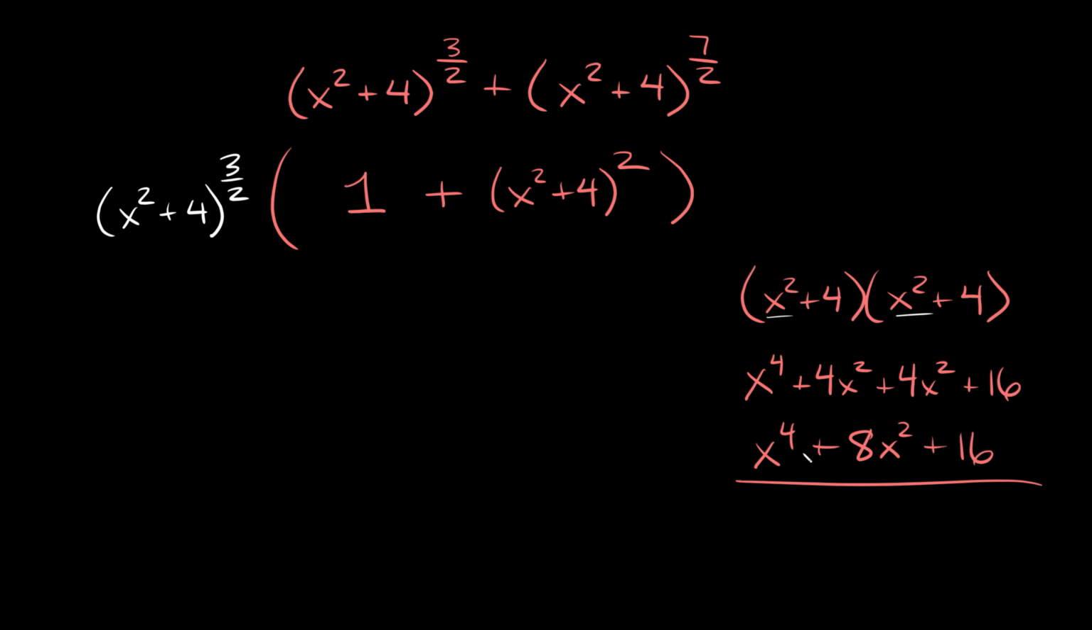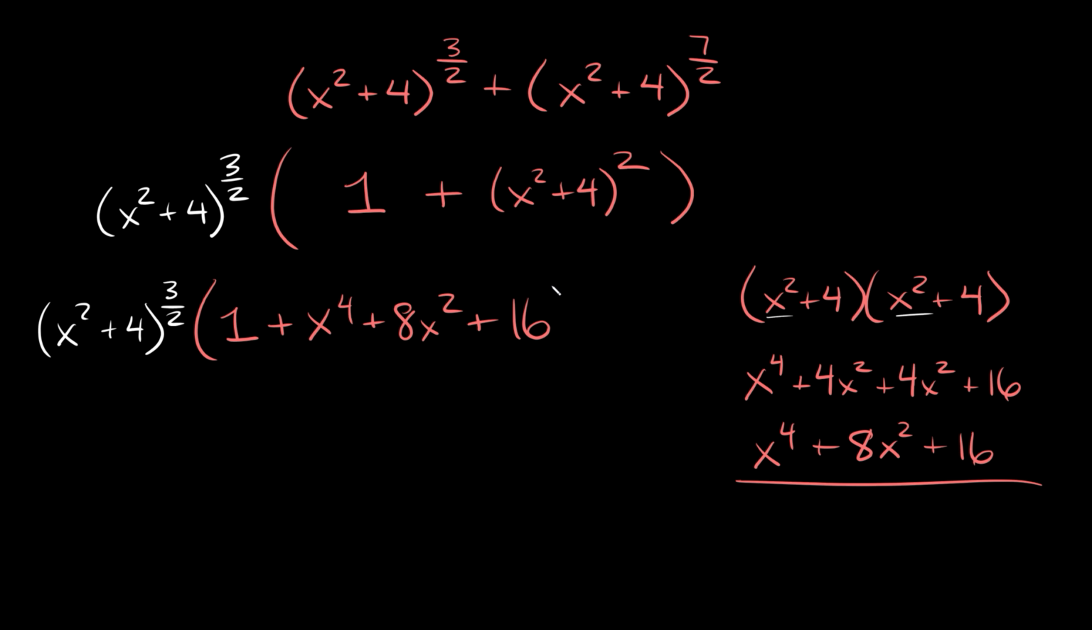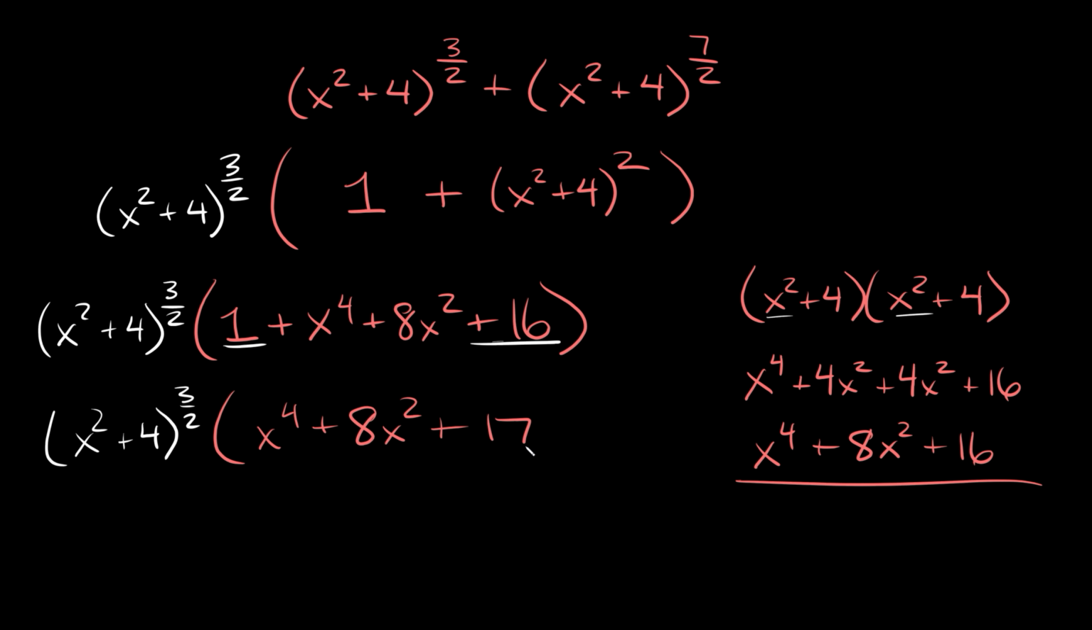So we're going to replace this with this. All right. So then let's write this out one more time here. So we're going to get x squared plus 4 raised to the 3/2 times, and then we still have our big one right there, and that's going to be plus, and then this whole thing right here, right? So plus x to the 4th plus 8x squared plus 16. So here we're going to get x squared plus 4 raised to the 3/2. And then in parentheses, the only thing we can combine here is the 1 and the 16, so that's 17, right? So we're going to have x to the 4th plus 8x squared plus 17.